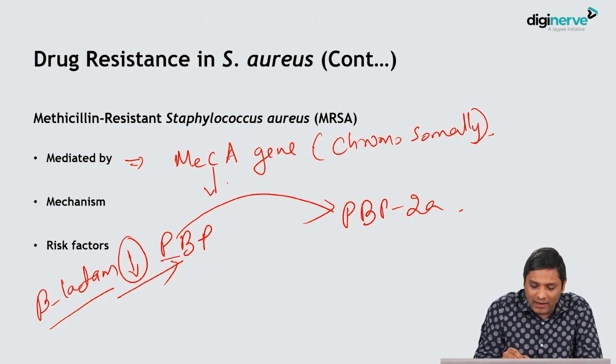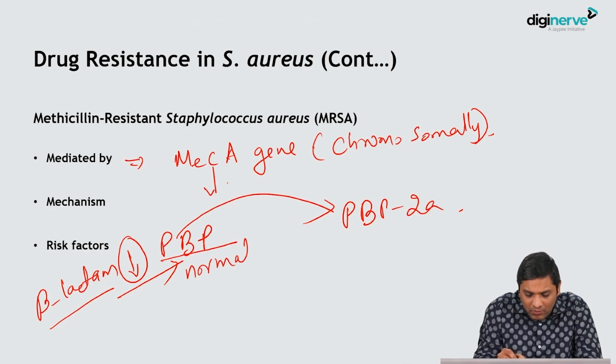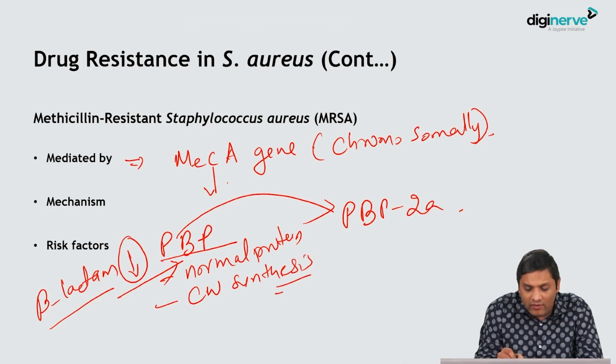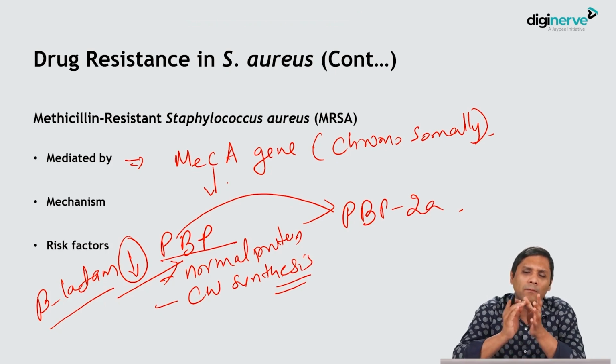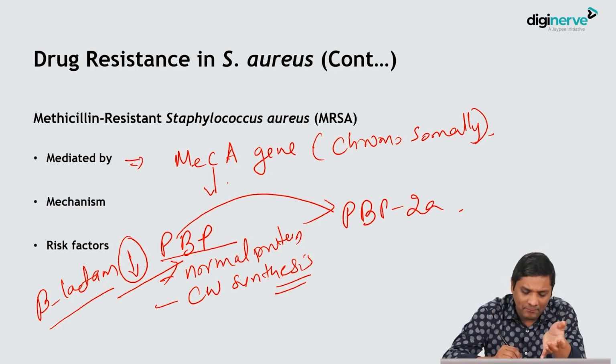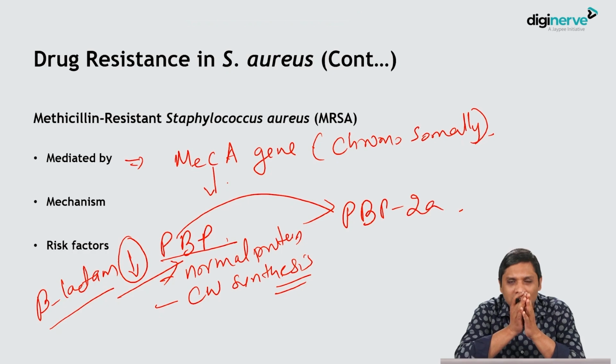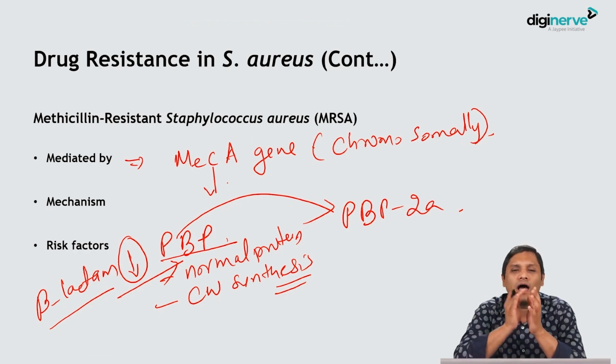So penicillin binding protein is a normal protein required for cell wall synthesis of Staph aureus and any other organisms. Many other organisms have a penicillin binding protein as a component in their cell wall, and that helps in synthesis of the cell wall.